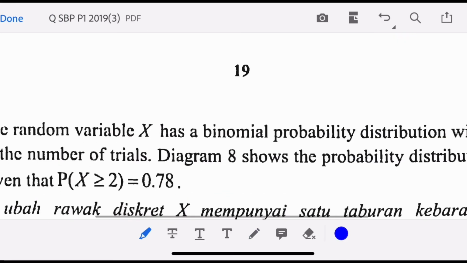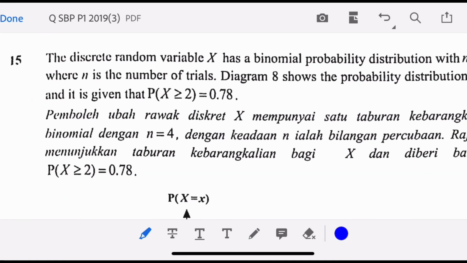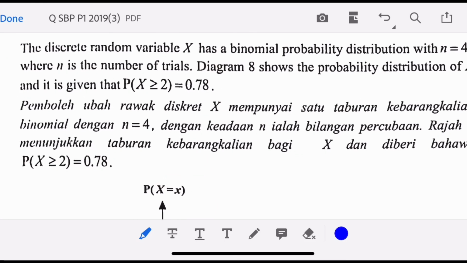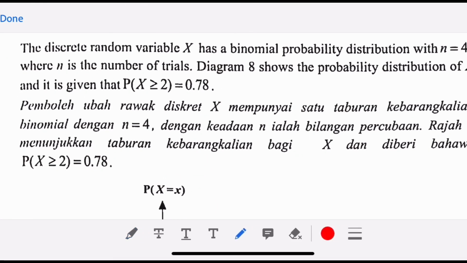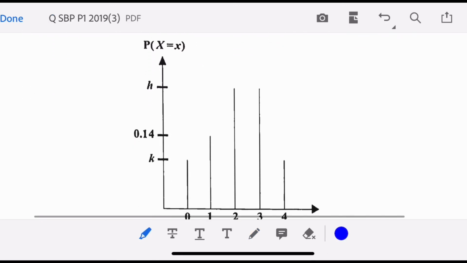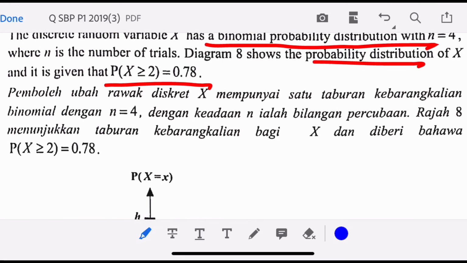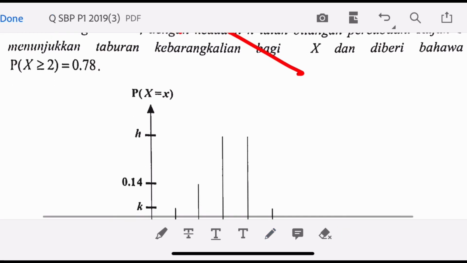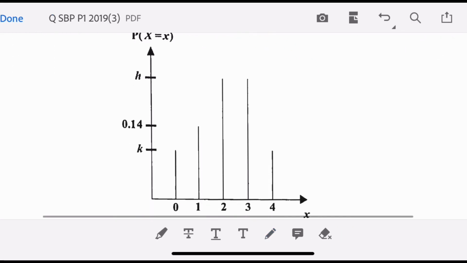Now we'll proceed to the next question. Just now was normal distribution, so normally they like to set another one which is binomial probability distribution. So from the question given, they give you the graph, they want you to interpret the graph. So for the probability x more than or equal to 2, you're given 0.78. So let's go to the graph and read the graph.